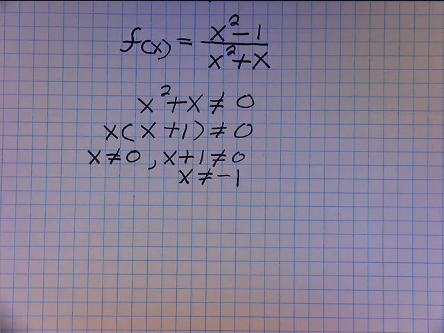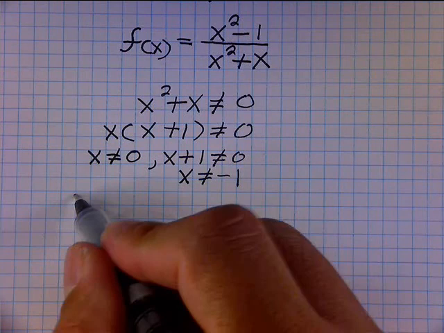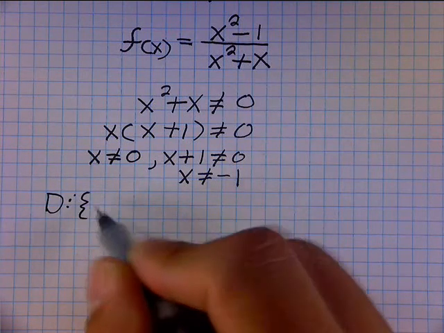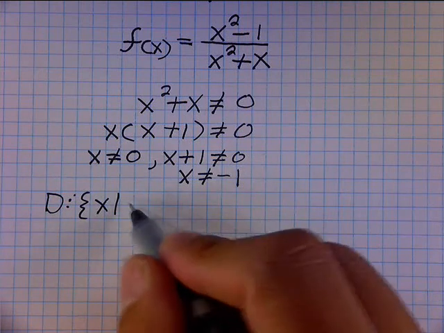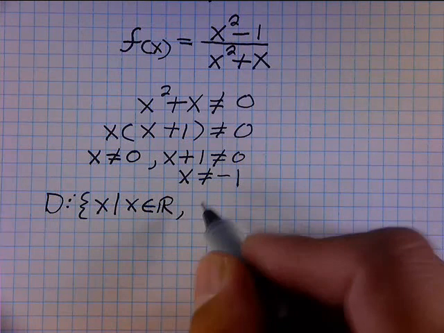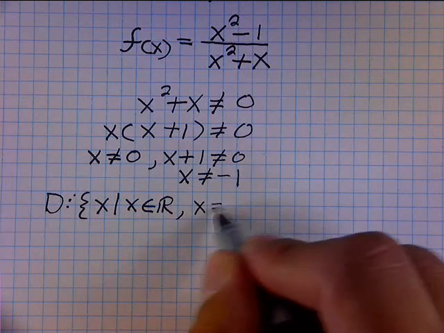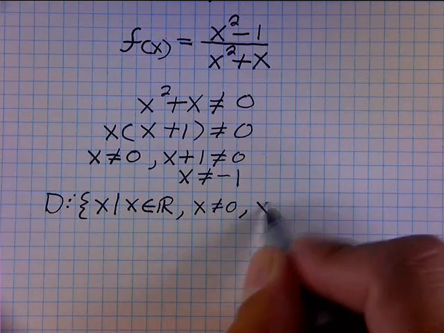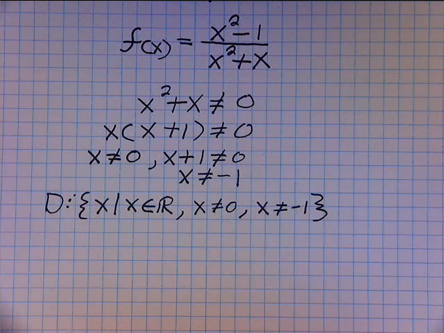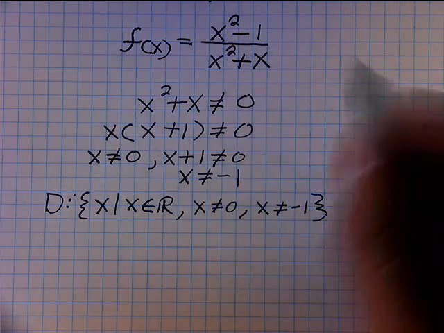So my domain is going to be all real numbers. Let me go ahead and write that. My domain is going to be the set of all x where x are any real numbers, just not 0 and not -1. This is very true about the function. However, both of those do not produce a vertical asymptote.